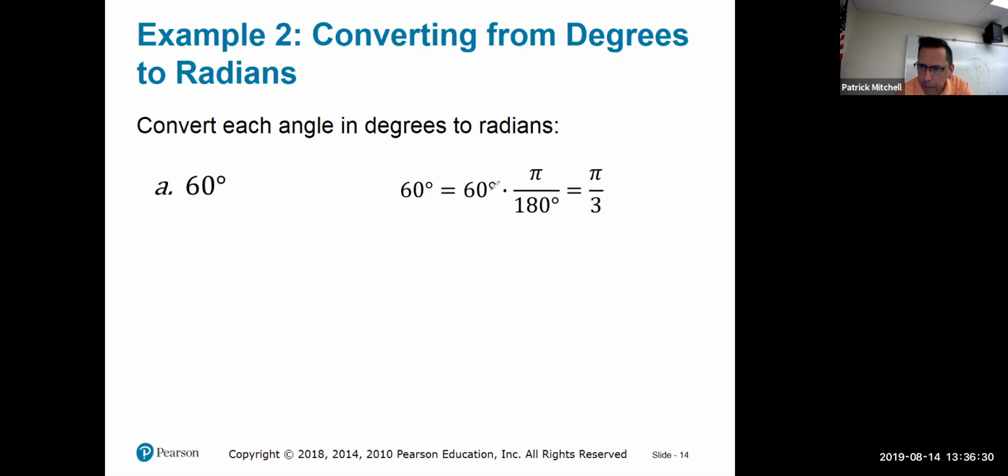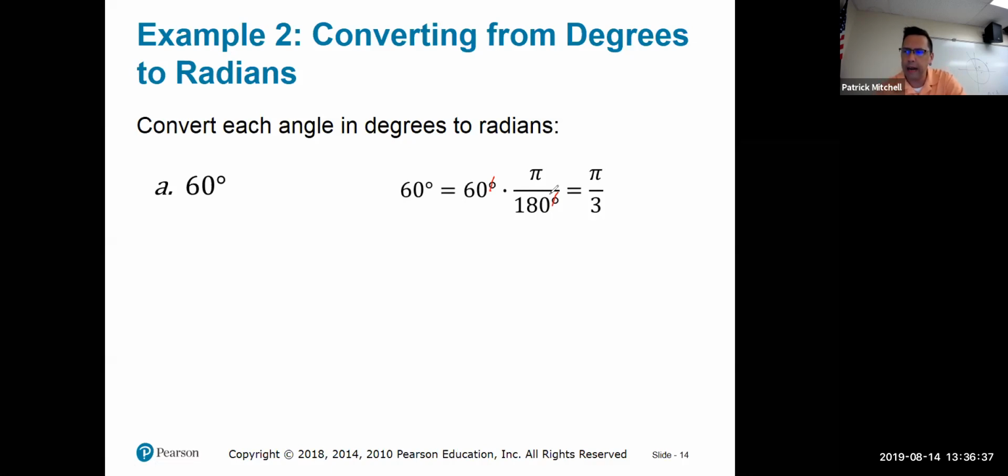Imagine the degree symbols canceling each other out. And hopefully that will help you remember that when you're trying to go from degrees to radians, you have to put the 180 degrees on the bottom because that's how you get rid of the degree symbol.